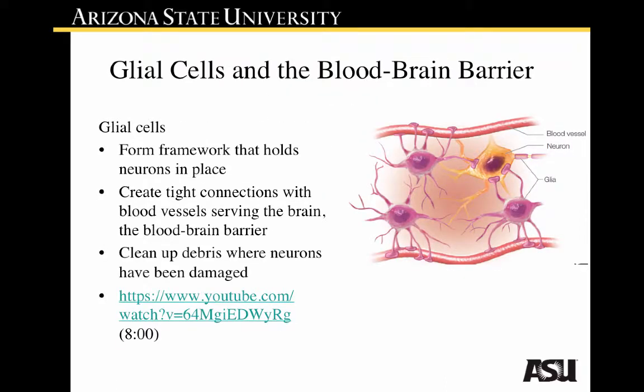In addition to these neurons, there are glial cells. These form a framework that basically holds the neurons in place and creates tight connections with the blood vessels, especially the ones that serve the brain and the blood-brain barrier. These glial cells also tend to clean up debris where neurons have been damaged.